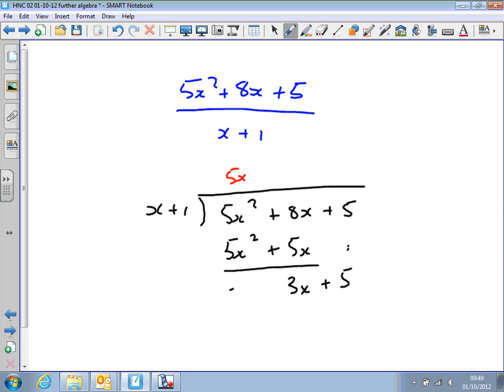Times x by 3. So what goes at the top? Plus 3. Which gives us 3x plus 3 on the bottom. So we've now got a remainder. 2.